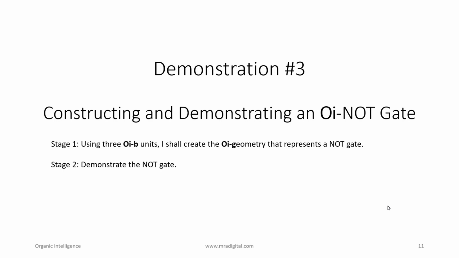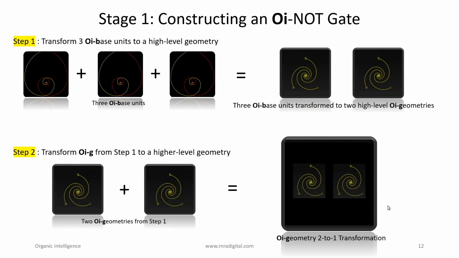Now, for this demonstration, we're going to build an organic intelligence inverter and demonstrate it. The first thing we're going to do is in 3 steps. As you can see on the slides, for the organic intelligence inverter, we have to do a transformation. As I discussed earlier, we take the base units, which is the fractal itself, and we construct higher level geometries from the fractal to create the actual functionality that we're looking for.